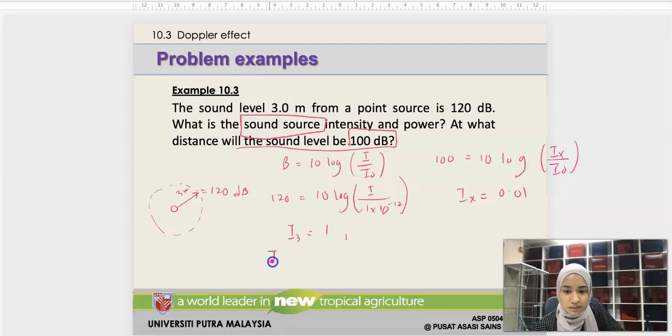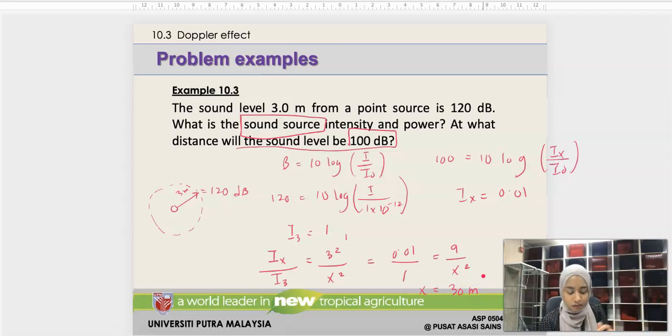Then use my equation for intensity. Ix over I3 equals to 3 squared over x squared, which I don't know what the distance is. And Ix is 0.01, I3 is 1. Okay, so Ix is 0.01, I3 is 1, and then equals to 9 over x squared. So solve for x. 0.01 divided by 1, 9 divided by answer, square root that, get x as 30 meters.